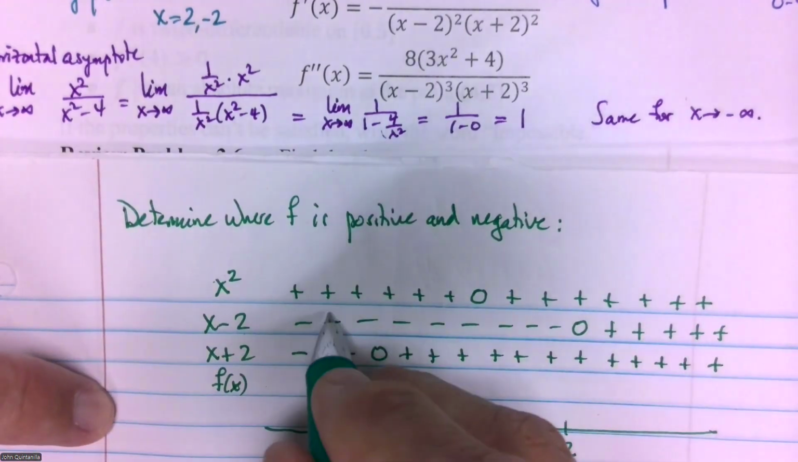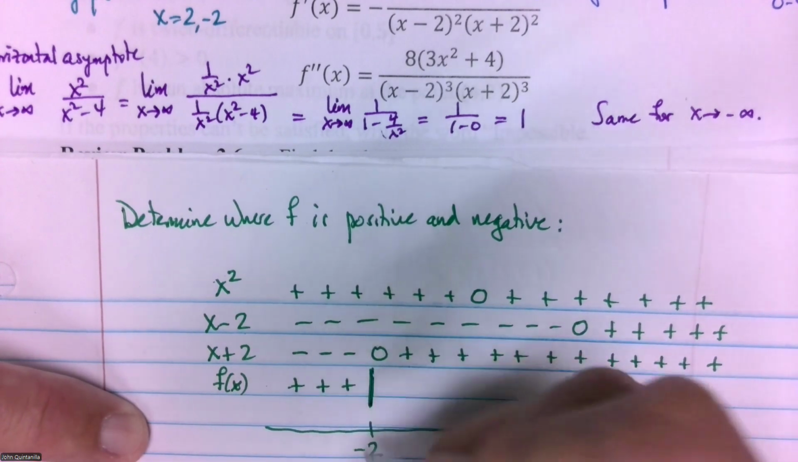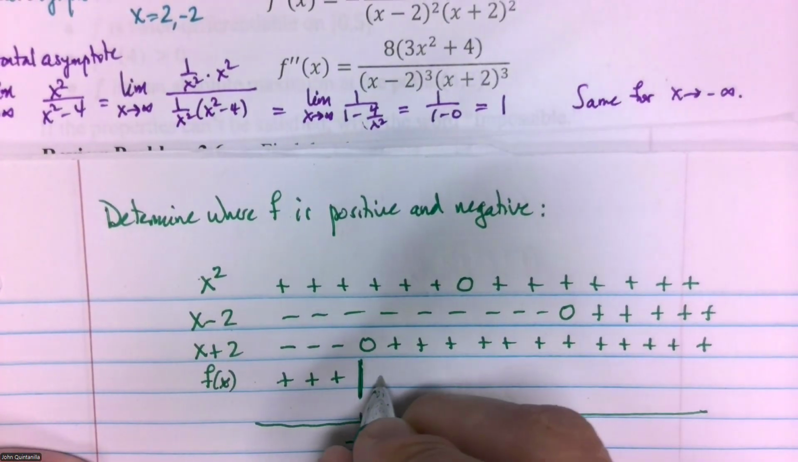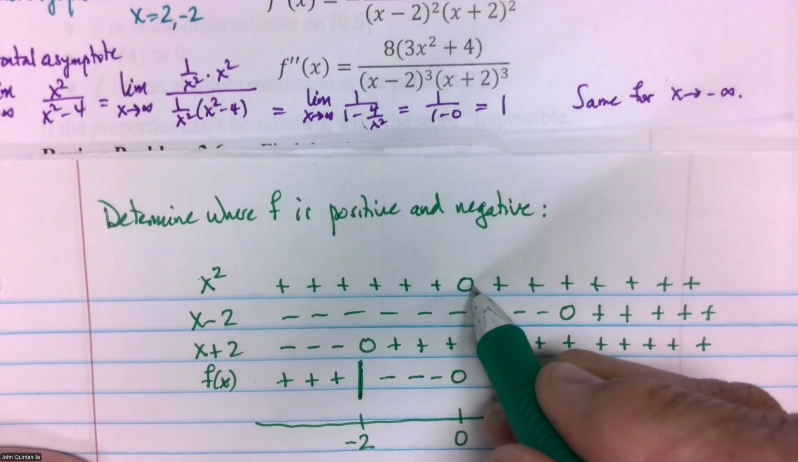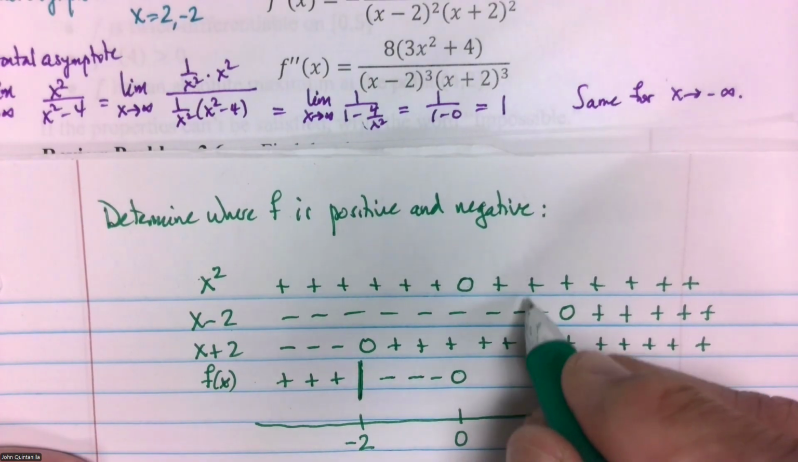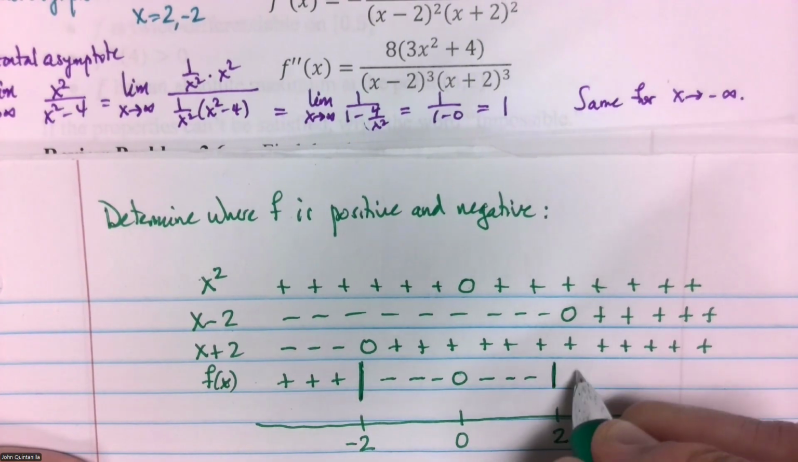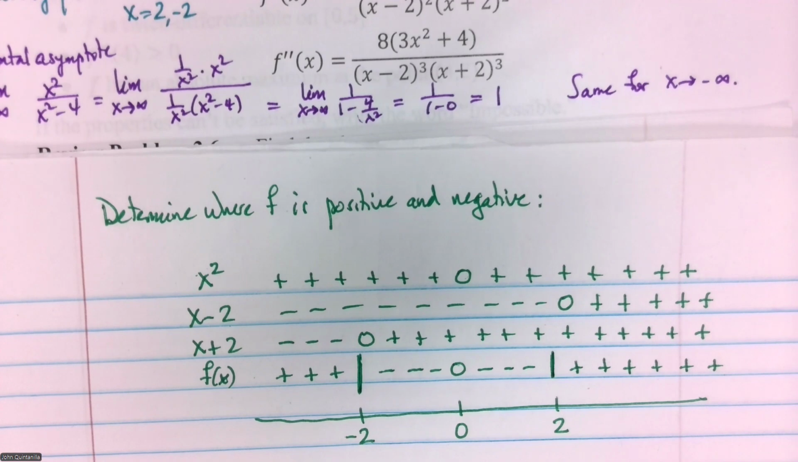Okay, so we have positive, negative, negative. That makes positive over here. At negative 2, I have a vertical asymptote. Positive, negative, positive means the function is negative between negative 2 and 0. I then have my x-intercept and y-intercept at the origin. Positive, negative, positive means negative again between 0 and 2. I have a vertical asymptote at 2. And then 3 positives means the function is positive to the right of 2. Okay, so that's my sign chart for the graph of f of x.